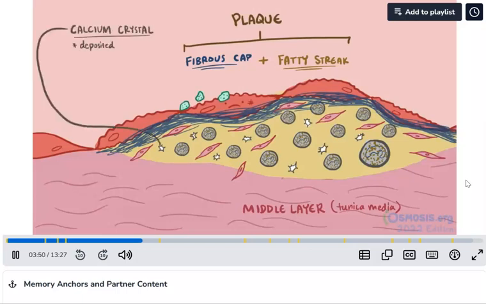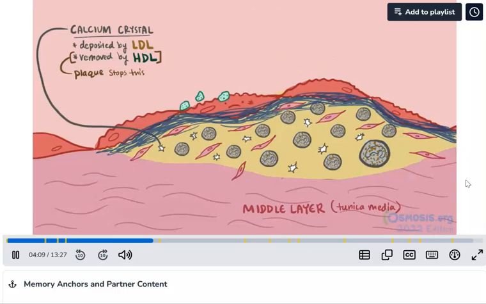Normally, calcium is deposited into the vessel wall by low-density lipoproteins and is then removed by high-density lipoproteins. The accumulation of plaque in the vessel interferes with the ability of the high-density lipoproteins to remove calcium from the vessel, so a buildup of calcium occurs in the vessel wall and it crystallizes.